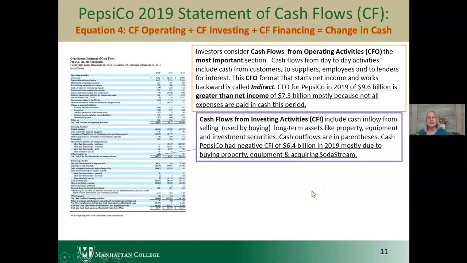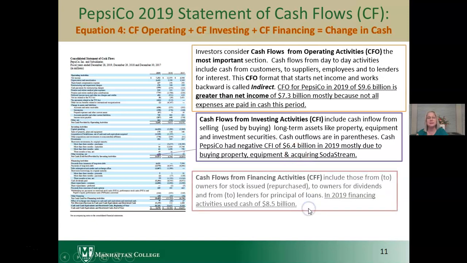Cash flows from investing activities are cash inflows if you sell long-term assets and property, plant, and equipment, and outflows are in parentheses, meaning they're negative and they're cash used to buy property, plant, and equipment or investments. PepsiCo, like a lot of companies, will have negative cash flows from investing activities because they bought more new property, plant, and equipment and investments than they sold old equipment. So the negative cash flow of investing activities of 6.4 billion is mostly because they bought a lot of property, plant, and equipment, and they acquired the business called SodaStream.